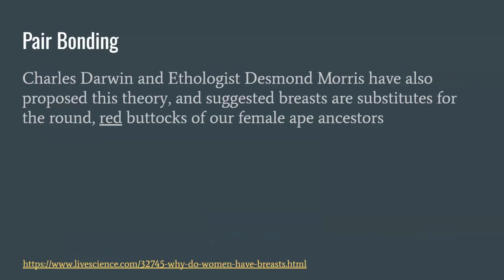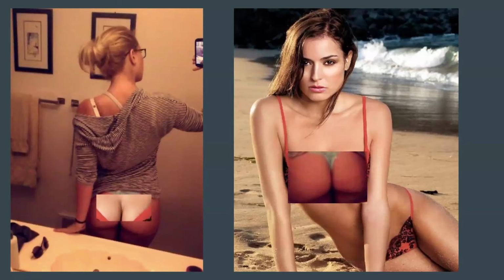Darwin and Desmond Morris also proposed this theory and suggested that breasts are substitutes for the round red buttocks of our female ape ancestors. So we want to stop having sex approaching from the rear, and we want to start approaching from the front. And that should be promoted because that would promote pair bonding, because now we can look in each other's eyes when we have our orgasm and promote all this oxytocin. And that's a really strong bonding mechanism. So what do you do? You take the buttocks and you move them to the front. And now you want to have sex from the front.